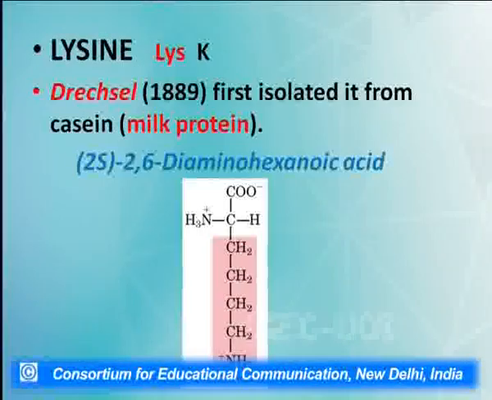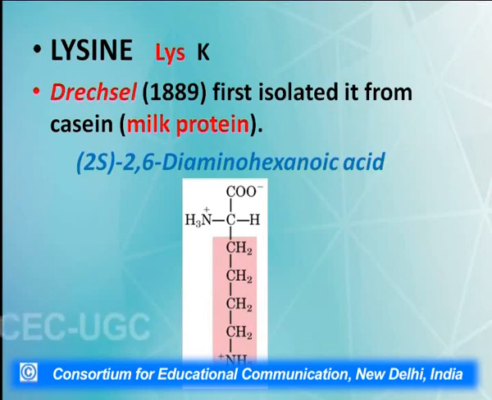The next amino acid is lysine, which was isolated by Drechsel from casein, that is the milk protein. It is represented by the 3-letter abbreviation LYS, and its symbol is K. It has an amino group in its side chain.